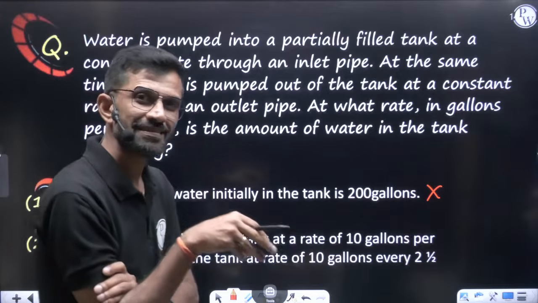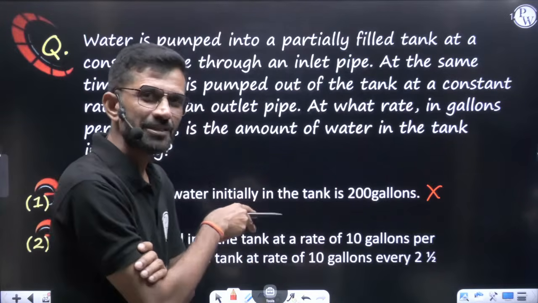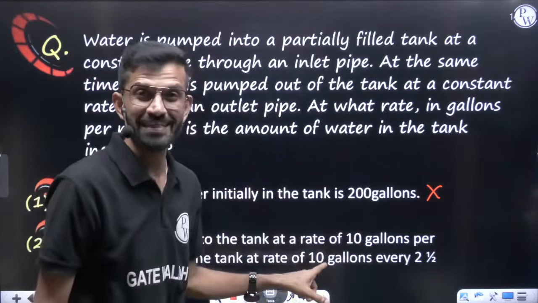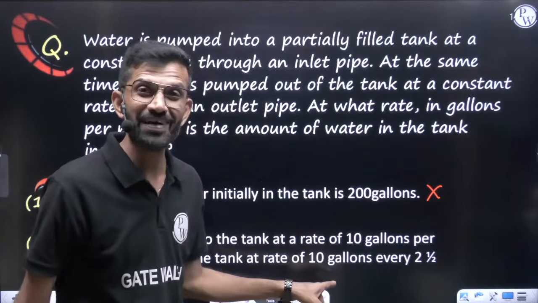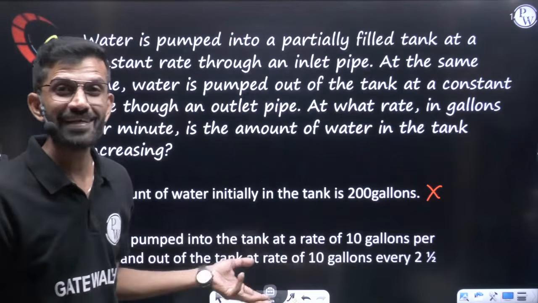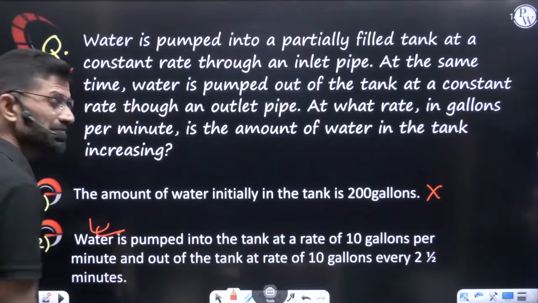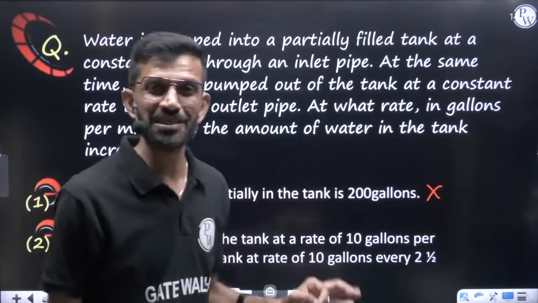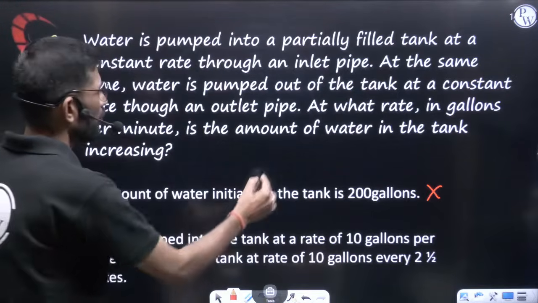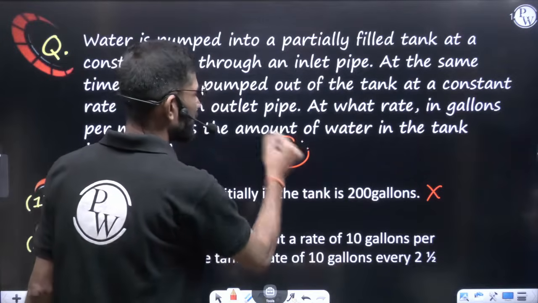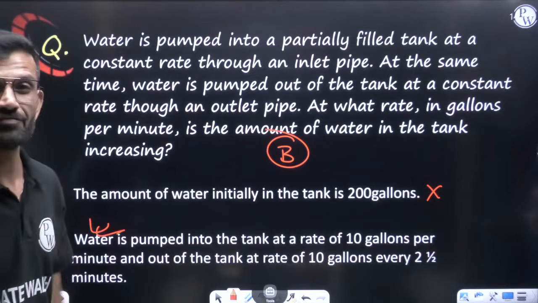How much per minute inlet is there? See, per 2.5 minutes they have given, but per minute also we can find how much outlet there is. So we can find how much it is increasing. Second alone is sufficient to say that. So my dear friend, we will go for option B. First alone is not sufficient, but second alone is sufficient.